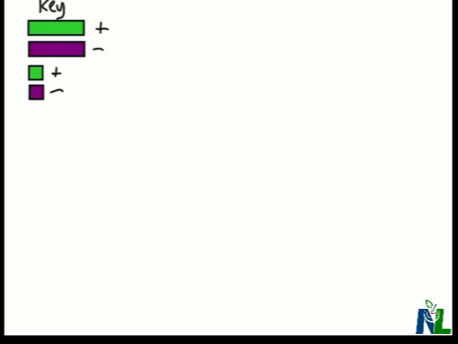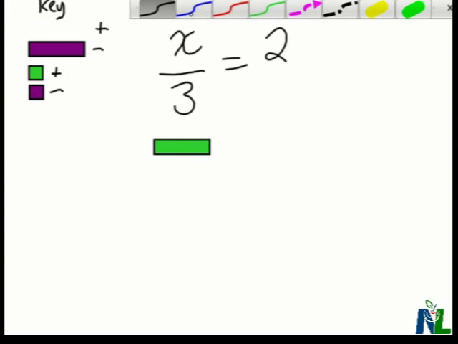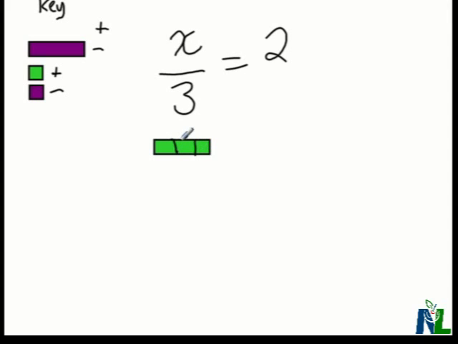Now we can also do our fractional equations and solve them by using our algebra tiles. This one's even a little bit harder. X over 3, or x divided by 3, is equal to 2. So if I take my x tile, and it's a positive one, it means that I'm going to divide it into 3 pieces. So I only have a third of it.